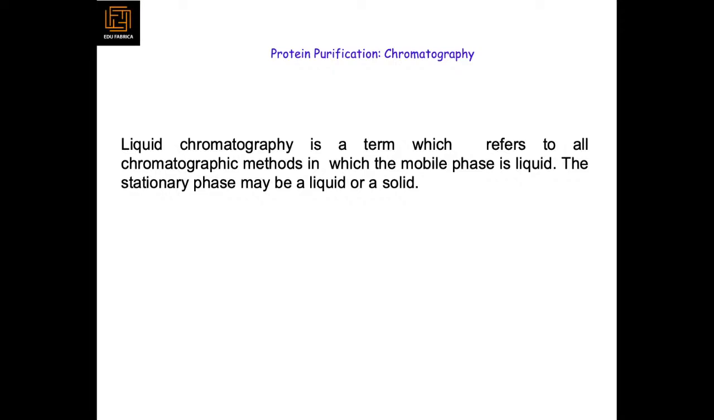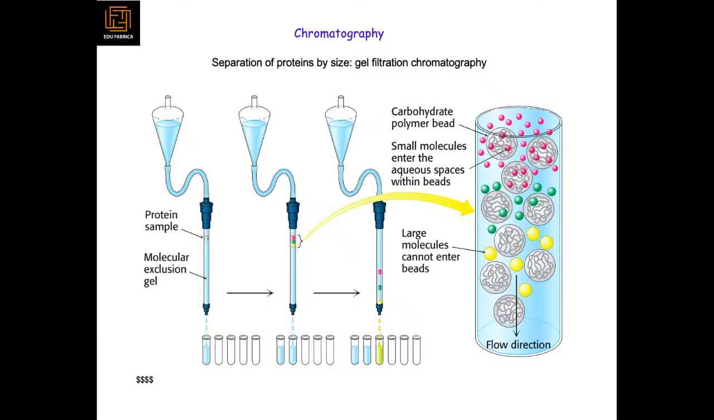That was the separation method. After this dialysis comes liquid chromatography, a chromatographic method in which the mobile phase is a liquid, and the stationary phase may be liquid or solid. Let's say we have gel filtration chromatography, where we want to separate proteins by size. With the help of molecular exclusion gel, you separate your three molecules, yellow, green and red.